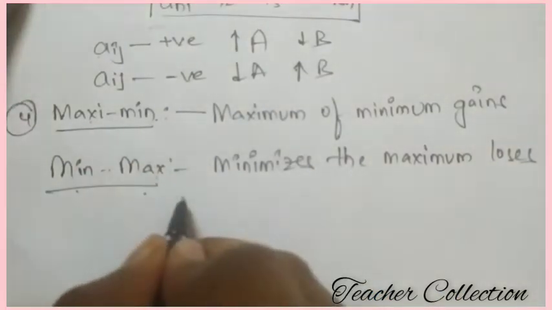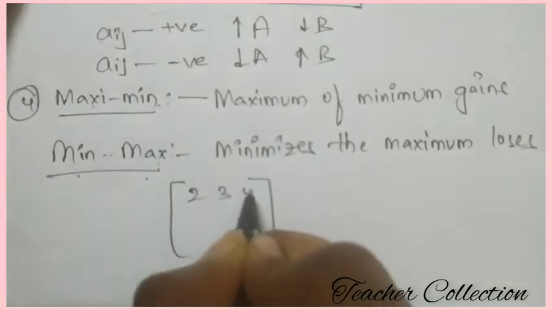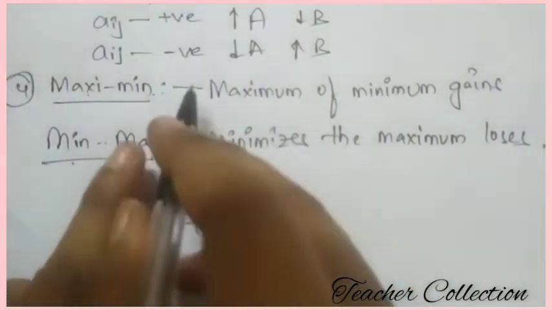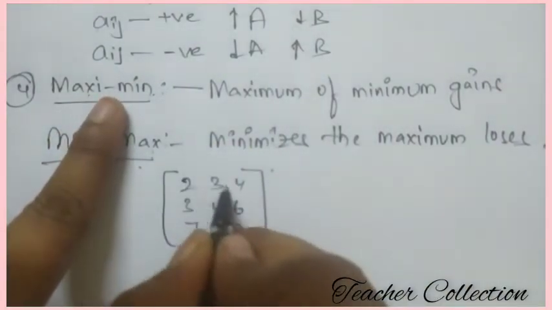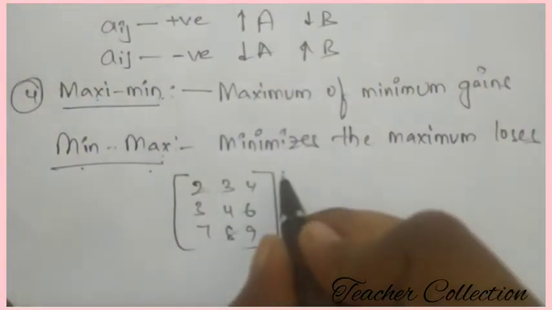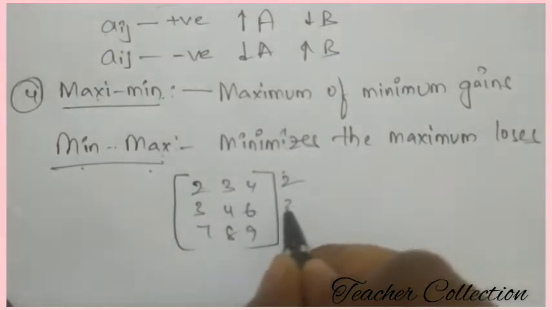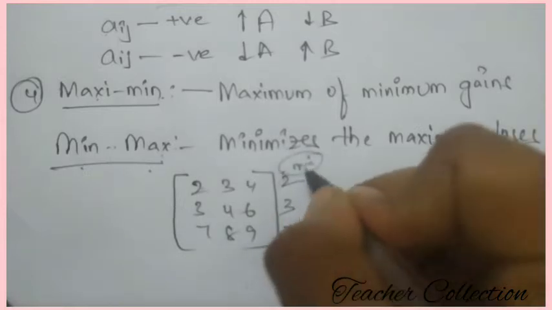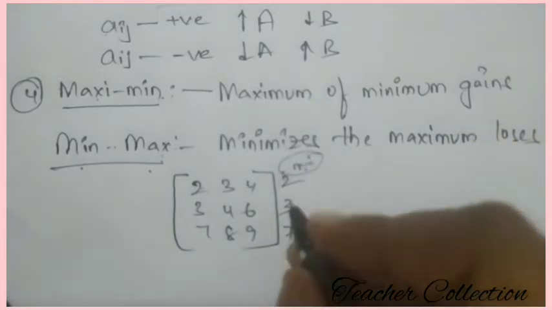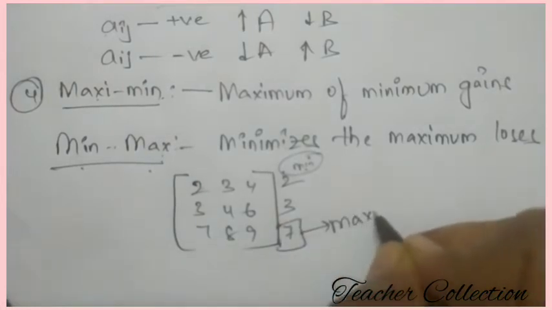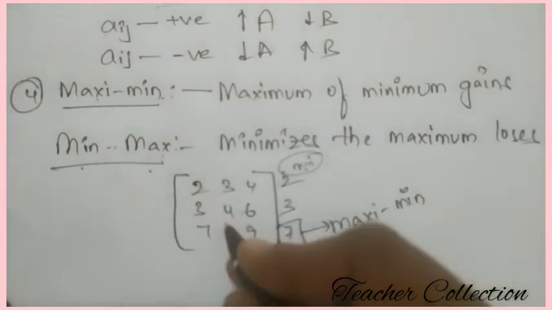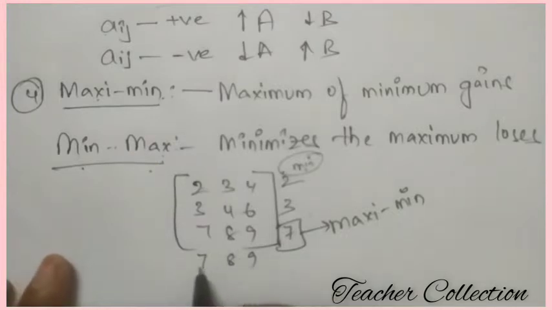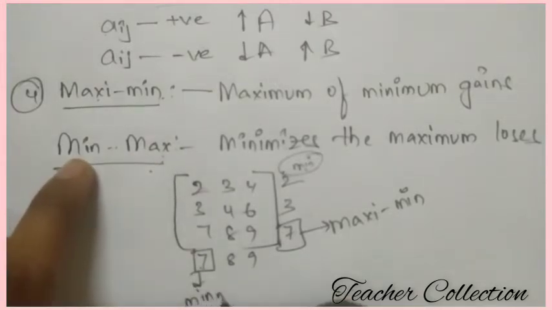For example, in this example, this is a payoff matrix. Here first we will find the minimum in each row. Which one is smallest? 2, and here 3, here 7. These are the minimum values. From these minimum values, which one is maximum? 7. So this is the maximin. And here we'll find the maximum values 7, 8, 9. In this, which one is minimum? 7 is the minimum. So this is the min-max value.